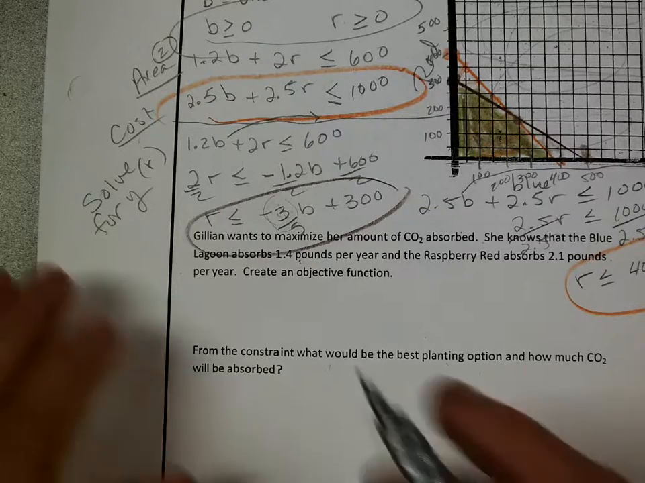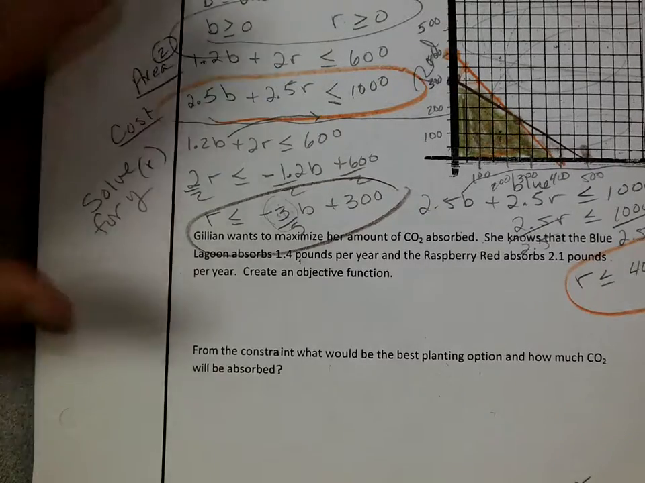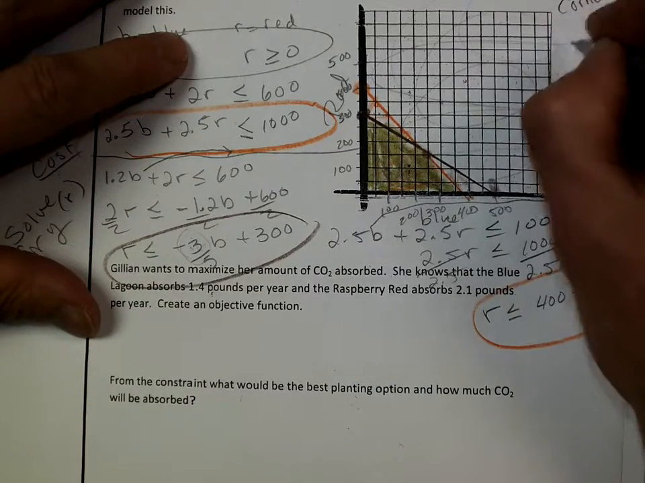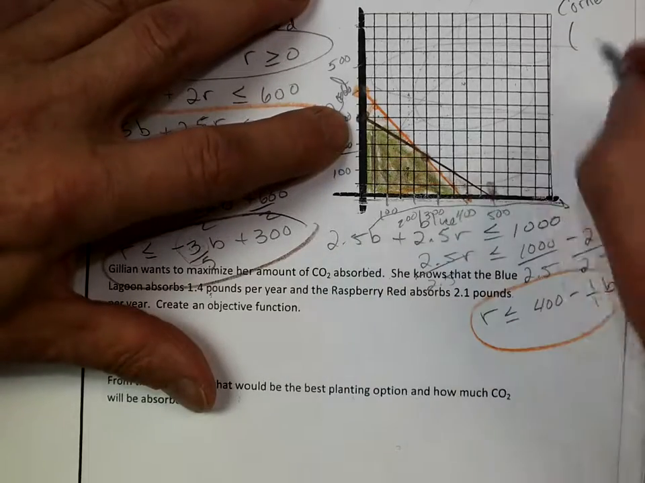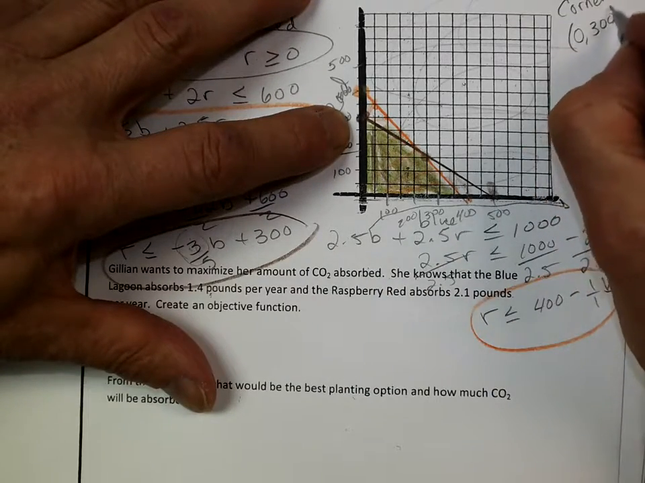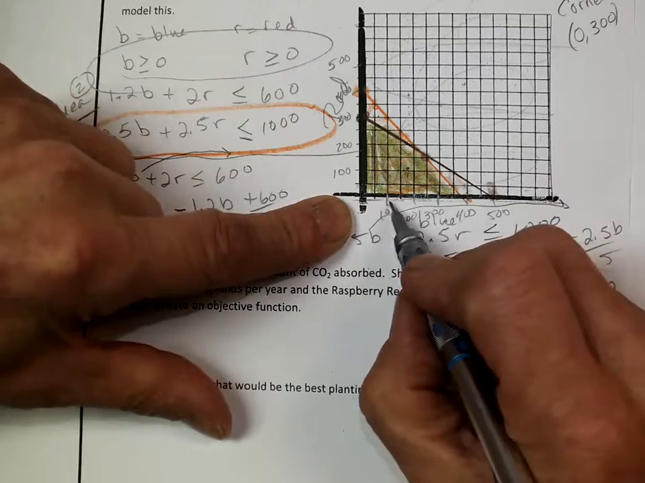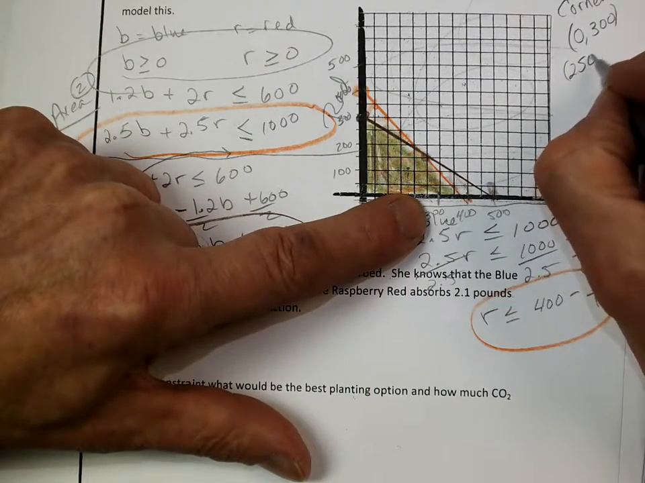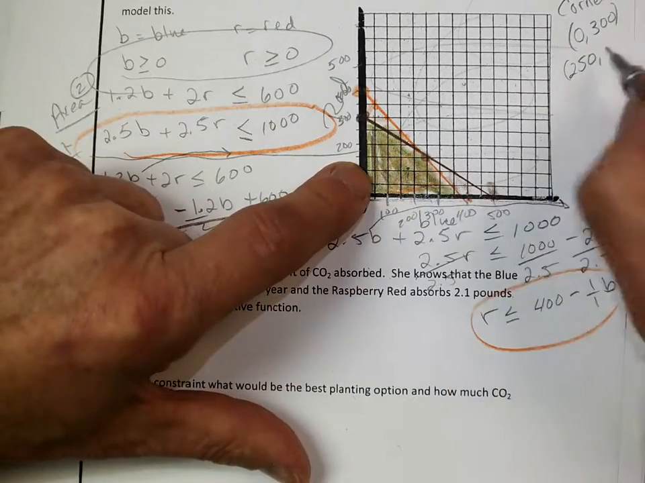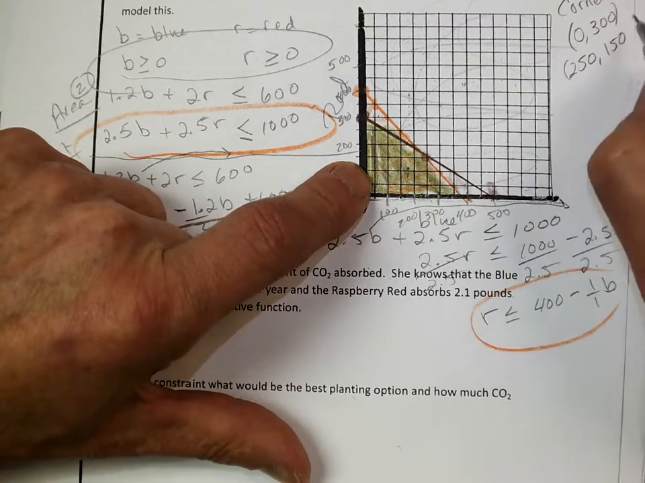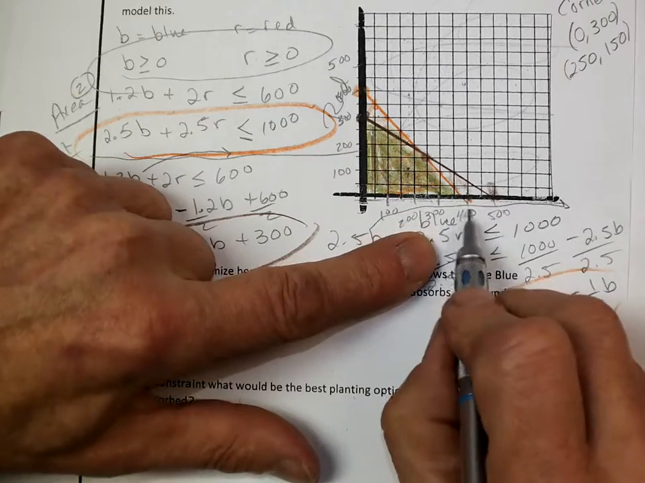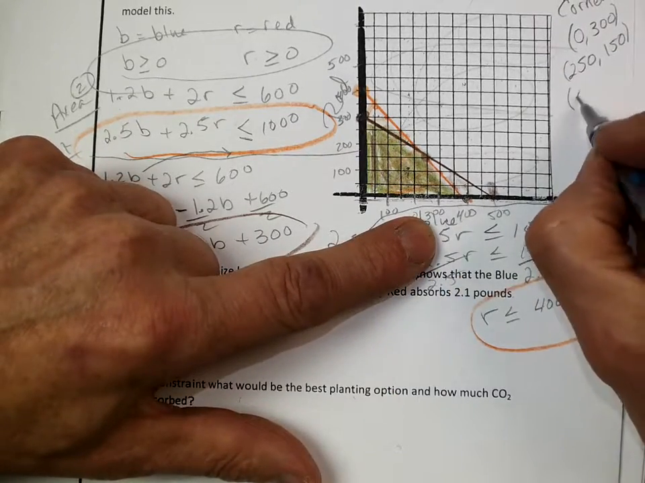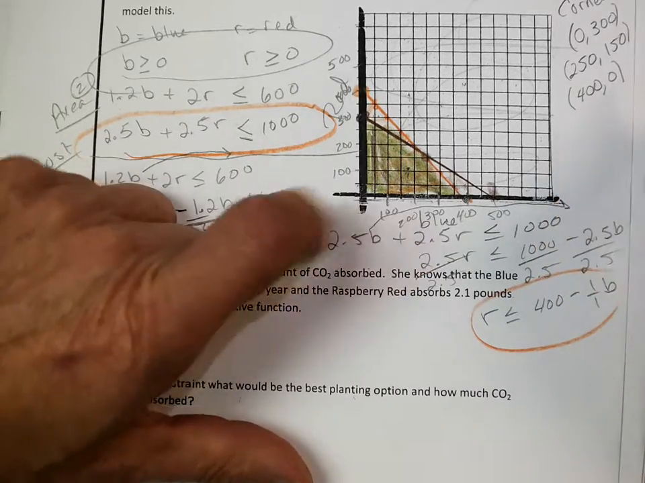But our corners then are going to be our points. Let's see what our corners are. My corner points. All right. Looks like I got a 0, 300. Looks like I have 100, 200. I got a 250, 150, right? Looks like I have a 400, 0. Okay, those are my corner points.